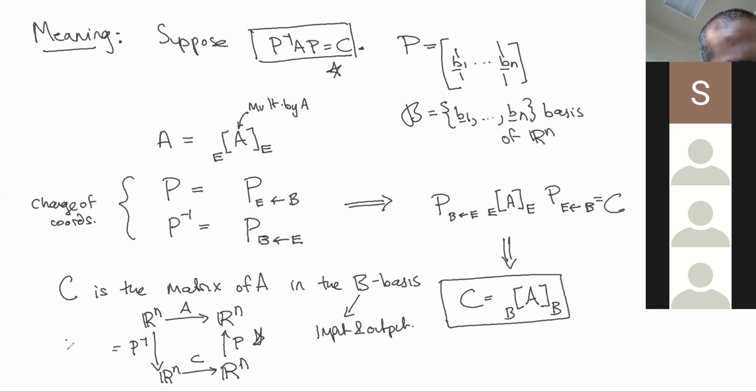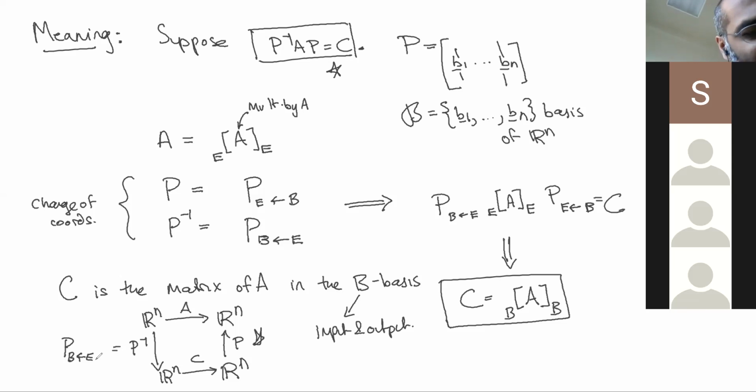So this is P of E goes to. Okay, any questions? Yes, do you have a question? Yeah, so when you write A in terms of E on both sides, does that just mean that you're taking a vector in the standard basis, applying A to it, and then you get an output in the standard basis also? Exactly, yeah.